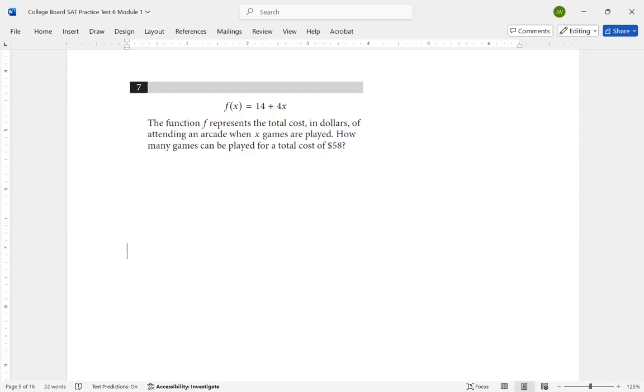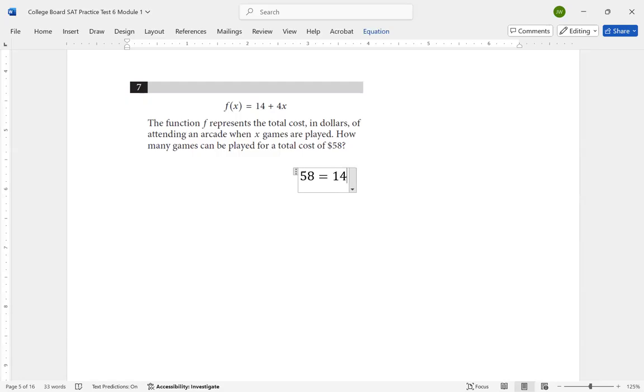Question 7. The function f represents the total cost in dollars of attending an arcade when X games are played. How many games can be played for a total cost of $58? So the input X is how many games were played, and the output f of X is 58. Or excuse me, is 58 at most.